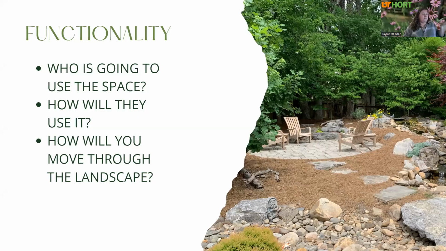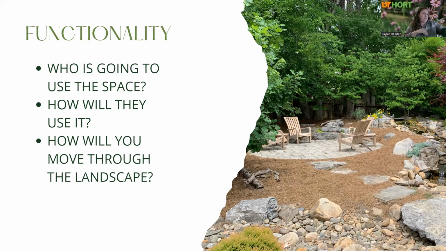It's functionality, thinking about who is going to use this space and how are they going to use it? How will you move through this landscape? This picture is a great example of a landscape where they wanted to entertain. They wanted an oasis. They didn't want to have turf to maintain. They had a lot of shade anyways, and so the turf would have been hard to upkeep, and they wanted to entertain. So they turned their backyard into kind of a wooded oasis.